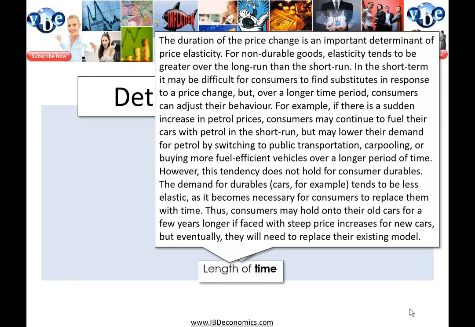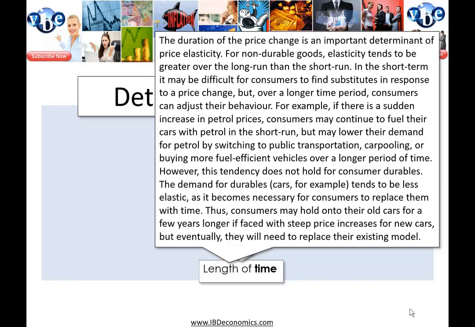Length of time is an important one. For non-durable goods, elasticity tends to be greater over the long run than the short run. In the short term, it could be difficult for consumers to find substitutes in response to a price change. But over a longer period of time, consumers can make those changes in their purchasing behaviour. So, for example, if there's a sudden increase in petrol prices, consumers may need to fuel their cars with petrol in the short run, but may lower their demand for petrol in the long run by switching to public transport, carpooling, buying more fuel-efficient vehicles, buying electric cars.